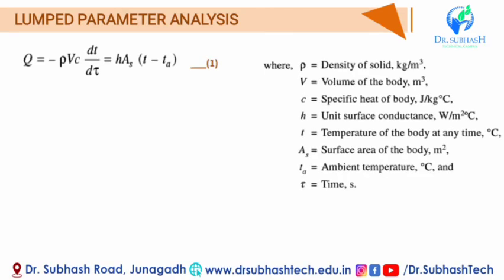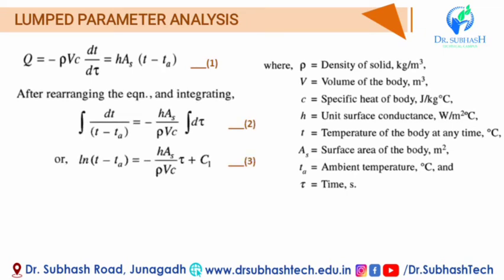We call this equation number 1, where rho is the density of the solid in kg per meter cube, V is the volume of the body in meter cube, c is the specific heat of the body in joule per kg degree centigrade, h is the unit surface conductance in watt per meter square degree centigrade, T is the temperature of the body at any time in degree centigrade, A is the surface area of the body in meter square, Ta is the ambient temperature in degree centigrade, and tau is the time in seconds.